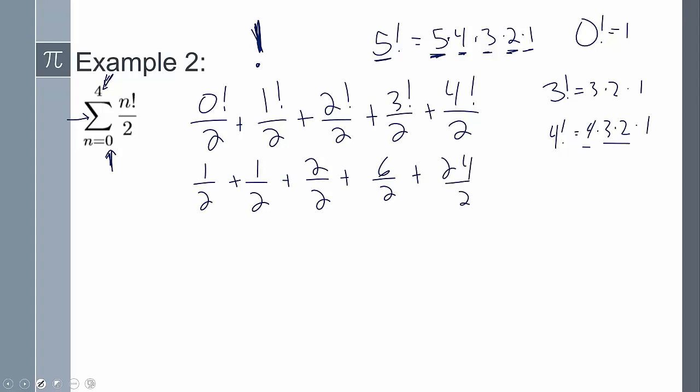So that's 6 times 4, which is going to be 24. So this is going to be 1 plus 1, because these together give me 1. That's going to be 1, plus 3, and plus 12. So 1, 2, 5, 17.